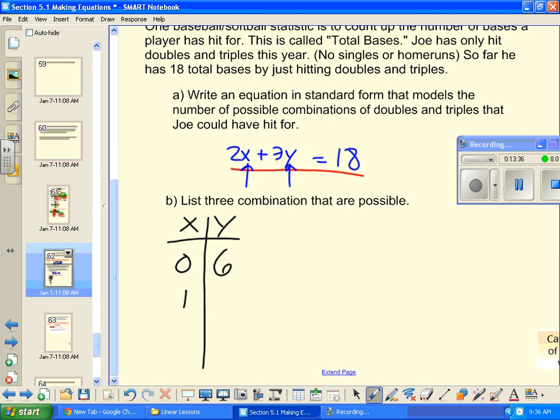What if Joe hits 1 double? If I put 1 in for x, again, it's almost like a little equation I could solve. 2 times 1 would be 2, and subtracting 2 from both sides, I get 3y equals 16. Divide 16 by 3, I get 5 1/3. When we're doing these problems, we have to think about the real world: does that make any sense? Could he hit 5 1/3 doubles?